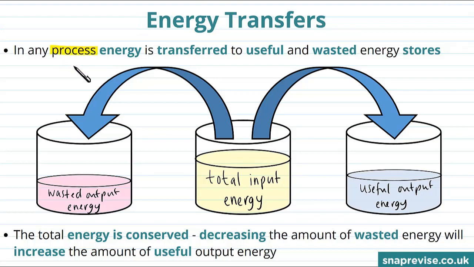In any process that we're interested in, energy is transferred both to the useful energy stores and the wasted energy stores. So what we're saying is we start off with some amount of energy that we put into the process, and some of it will go into doing what we want to do, but some of it will be wasted, for example as maybe heat.